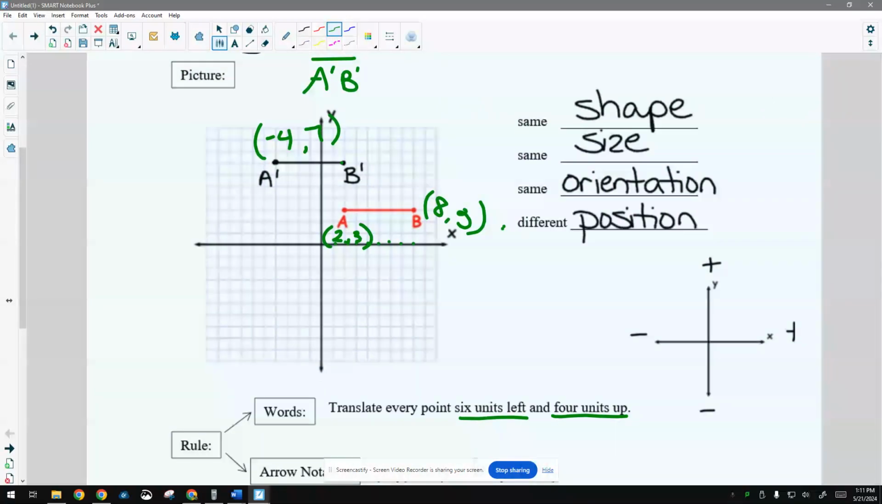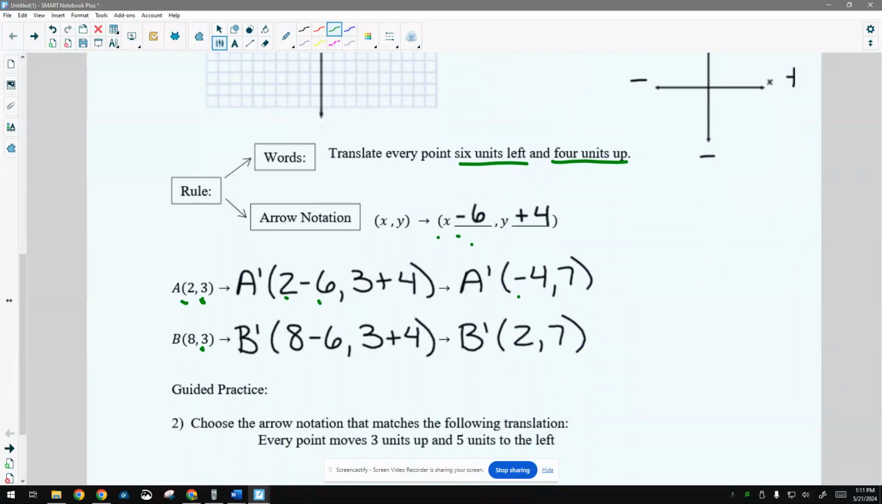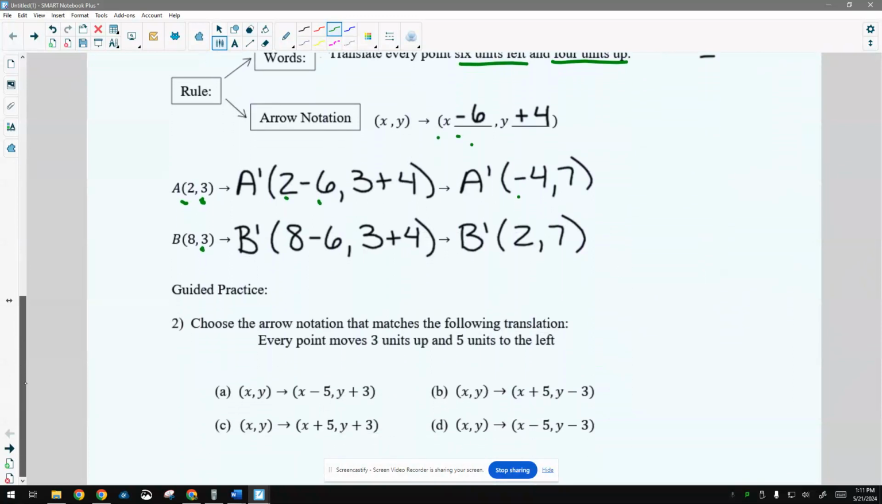So we can do it physically on the graph move, or we can use the algebraic rule of arrow notation. Okay? So the reason your 8th grade teacher writes it out first is so that you can literally just focus on it without having to worry about copying it down. All right? But now we're going to do one that you're going to have to do.